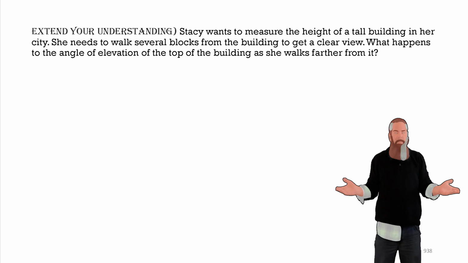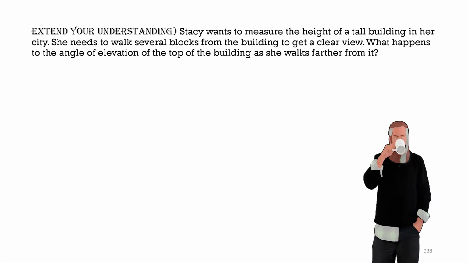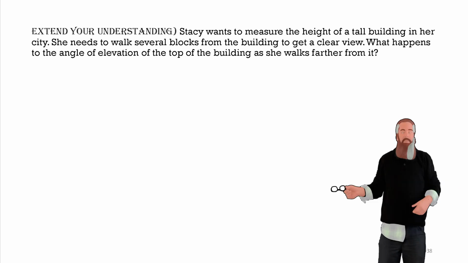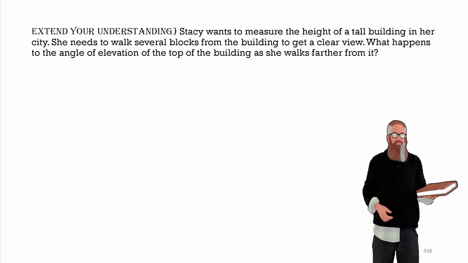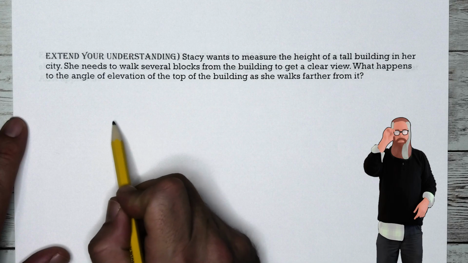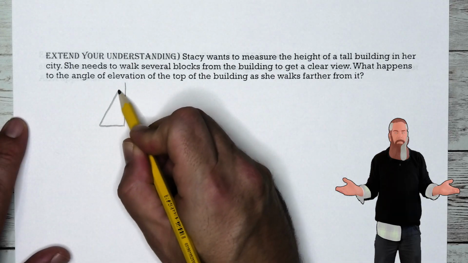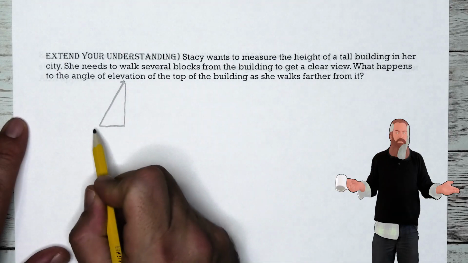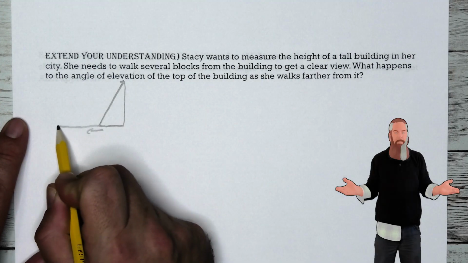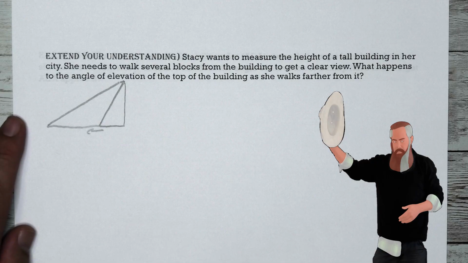Stacy wants to measure the height of a tall building in her city. She needs to walk several blocks from the building to get a clear view. What happens to the angle of elevation of the top of the building as she walks farther away from it? Well, if she was standing very close to the building, she would be looking very, very high up. But as she walks away, that angle would decrease. It would get smaller and smaller.